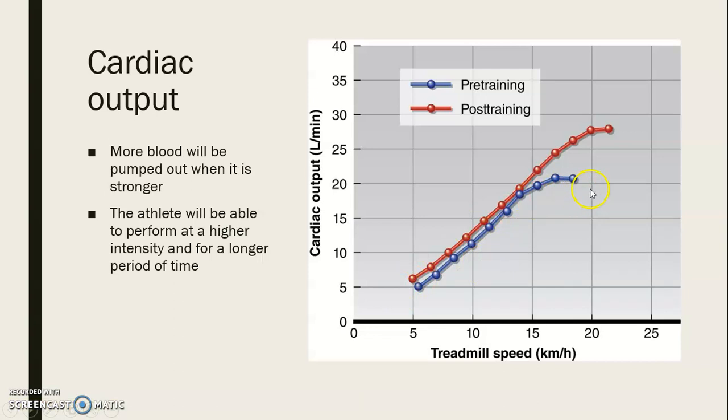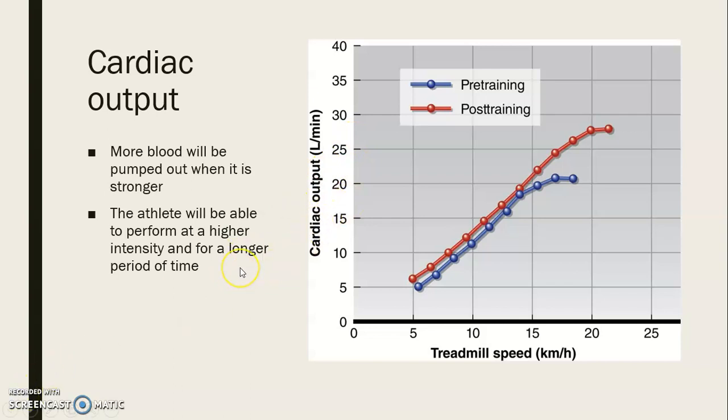You can also see that at the end of this treadmill, before they were trained, they could only last to around 18 kilometers an hour. This is when their cardiac output was around 20 liters of blood per minute. However, post-training, this graph shows that they were able to go for a higher intensity of around 22 kilometers an hour. And at the same time, their heart was able to pump out more blood per minute.